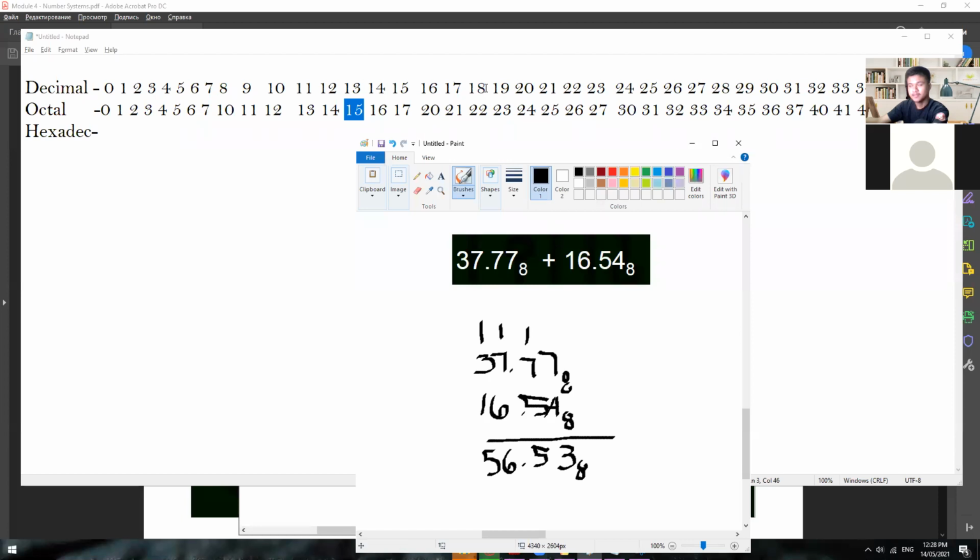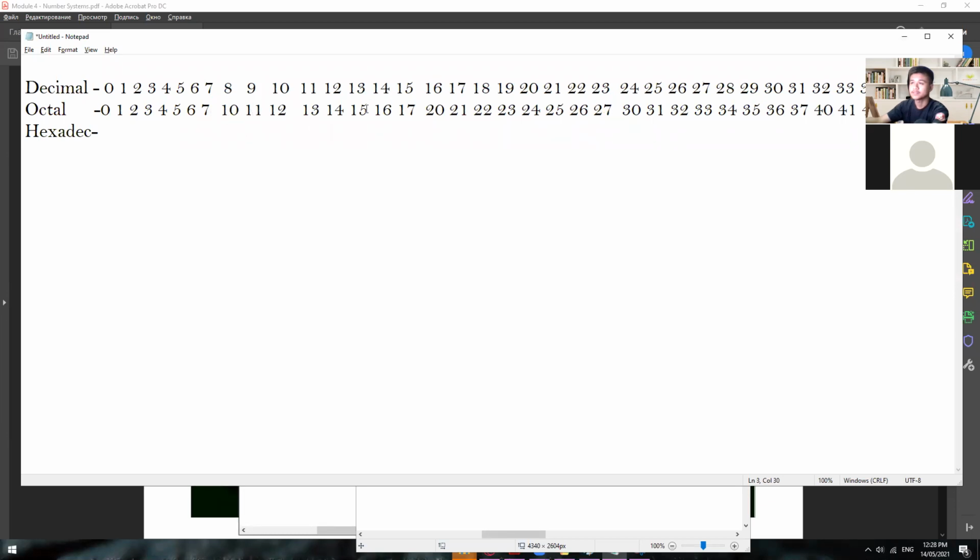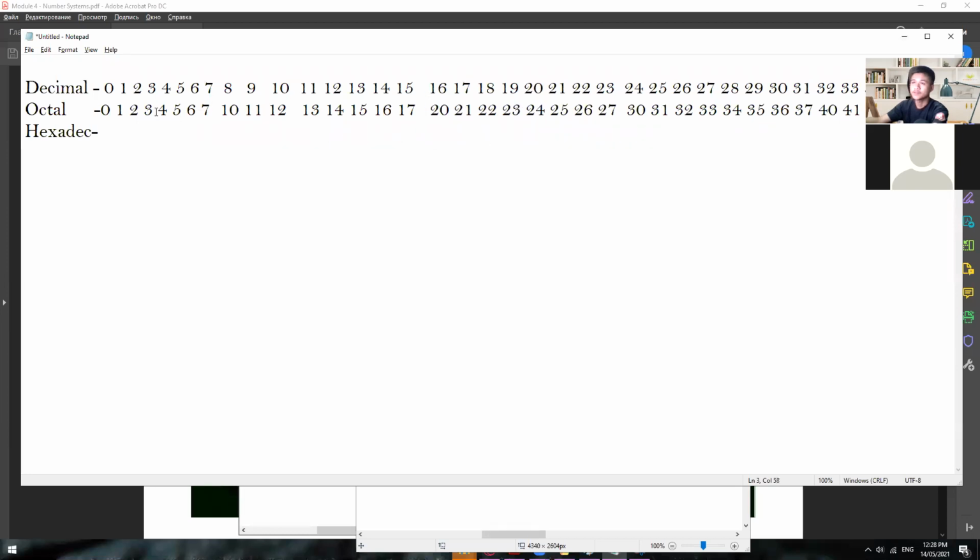Very good. Actually, there is a pattern in here. The first 0 to 7 is the same, but from 8 to 15 it's already plus 2 in octal. If you take a look at this one, it's plus 2. Then 16 to 23 is plus 4. 23 plus 4 is 27, and 20 plus 4 is 24.